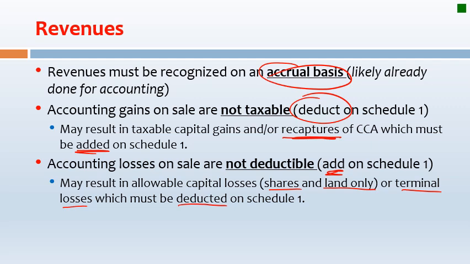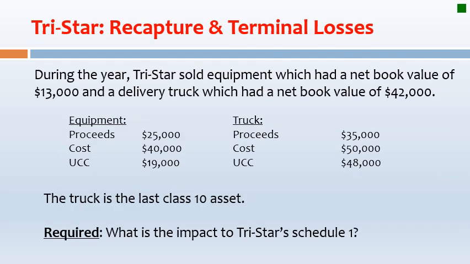Let's take a look at how these items work on our T2 Schedule 1 example with TriStar. Here is some information about equipment that TriStar sold during the year. We've got accounting net book value of equipment, as well as net book value of delivery truck that was sold throughout the year. So we've got equipment information down here. We've got the proceeds, what it was sold for. We've got what it originally cost, and we've also got the undepreciated capital cost at the time of sale.